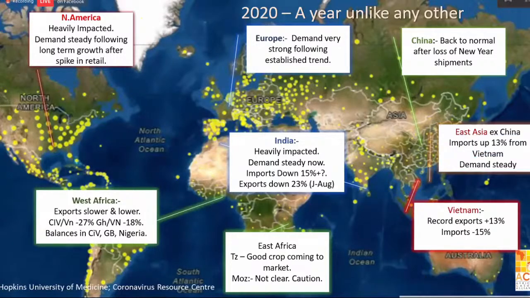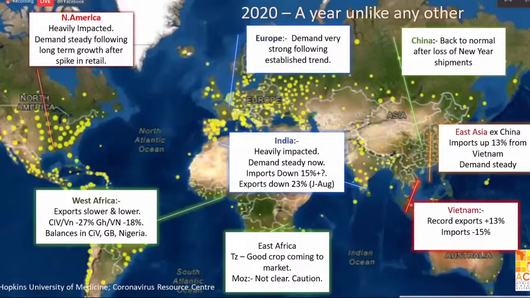East Asia is an important growing market for cashew kernels. So if we consider East Asian countries excluding China, imports are up 13% from Vietnam in 2020, and demand looks quite steady. So overall demand in 2020 has been positive. Demand has been growing despite the restrictions on supply chain and the difficulties of the pandemic. The impact has been much more felt in the supplying countries, in Africa particularly, where we have a disruption to the supply chain, slower shipments and less volume.